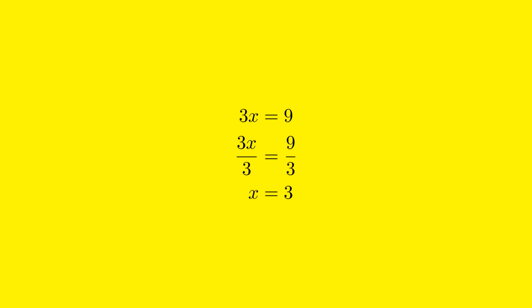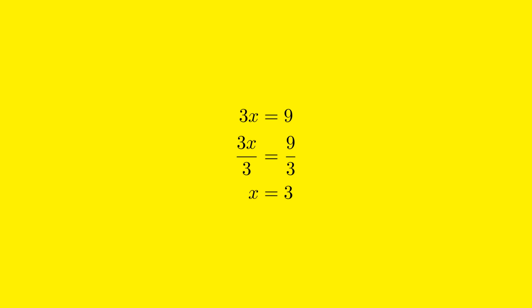This is because dividing by 3 on both sides will cancel out the multiplication by 3 on the left and maintain the balance of the equation. So we take the equation 3x equals 9 and divide both sides by 3. This results in the new expression 3x divided by 3 equals 9 divided by 3.